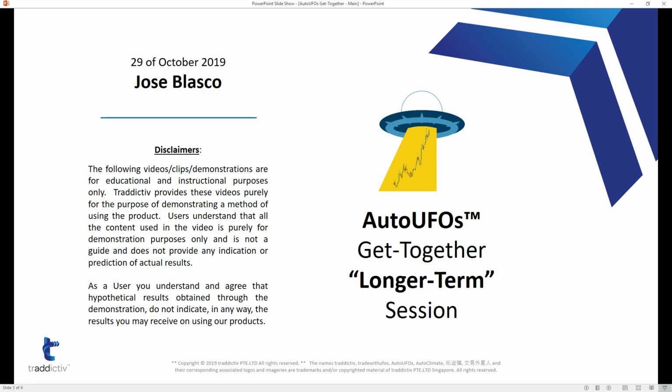Okay, so today it's October 29, 2019. My name is Jose Blasco. I will be your guide in today's session. Today's session is about longer term trading. So we're going to be using options for most of the trades, probably all of the trades. We'll be exploiting directional trading as well as non-directional trading. And 30 minutes from now, as we all know, the market will be opening. So we'll be ready to execute the trades that we find. And then we'll keep looking for more opportunities as the markets are open and trading.